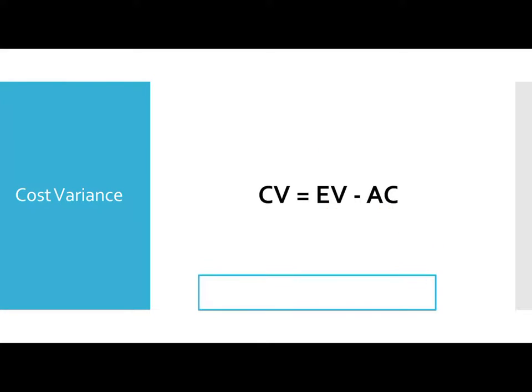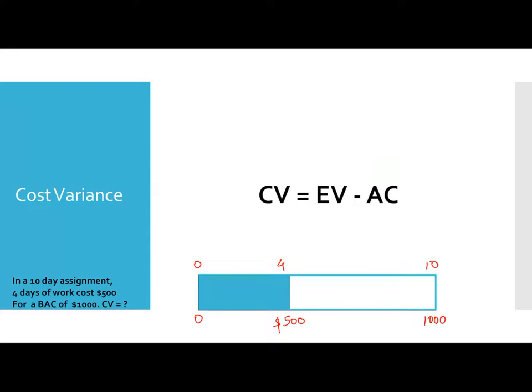Let me show you an example here. Say you've got a 10-day assignment, and 4 days of work cost you, 0, 4, 10, and you've got $0. It's costing you $500 with a budget of $1,000. Now what is the earned value in 4 days of work? The actual cost that you have spent is $500.